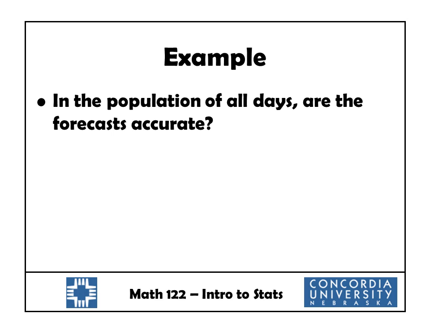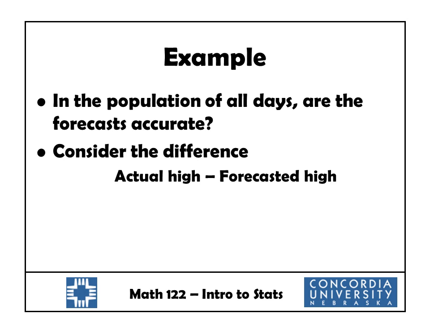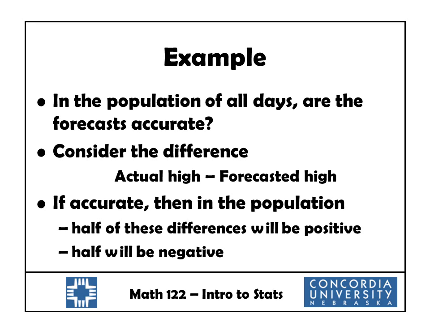We want to extend that question to the larger population of all days and ask, in the population of all days, are the forecasts accurate? It appears that in this sample of days they are accurate, but in a larger population, are they accurate, yes or no? To try to answer that question, let's consider this difference: the actual high temperature minus the forecasted high temperature. For each day we would take the actual high minus the forecasted high. If the predictions were accurate, then in the population about half of these differences would be positive and about half would be negative, meaning about half the time we would overestimate the actual high temperature and about half the time we would underestimate it.